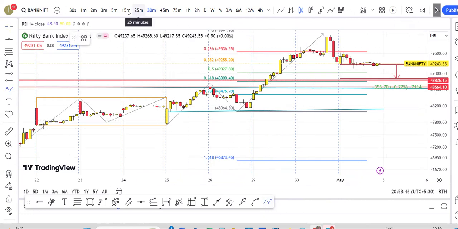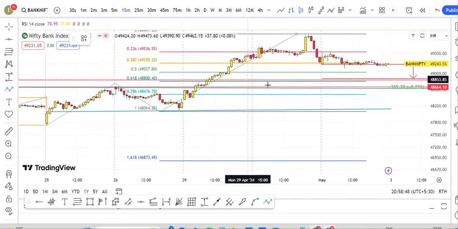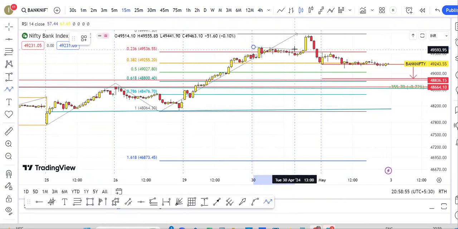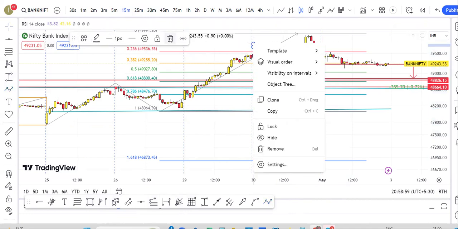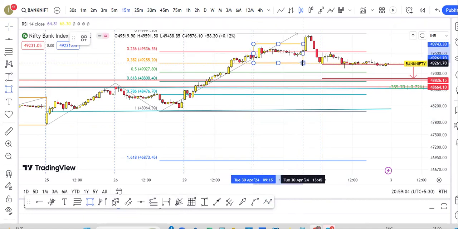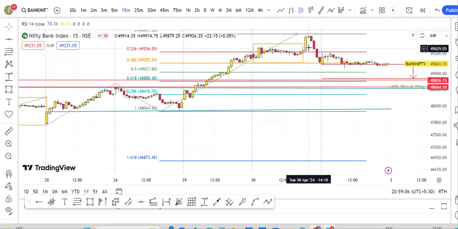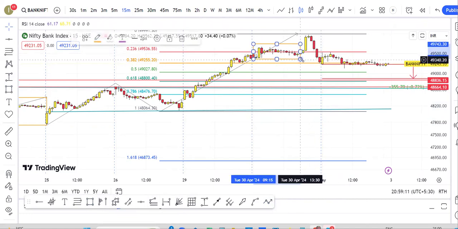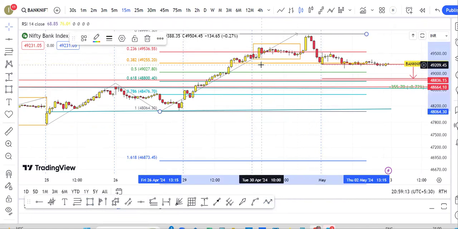Because it was an exponential move, we are not... So this is the range. This is the range. What did it do? It had a gap down below this range, right? Gap down below this range, and there is a level. You can clearly see there is a level.